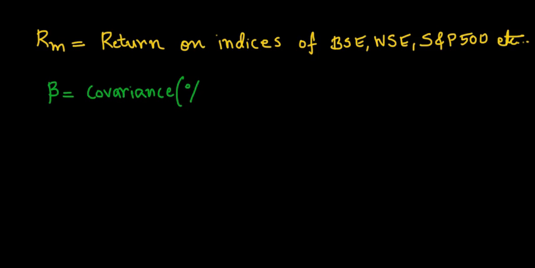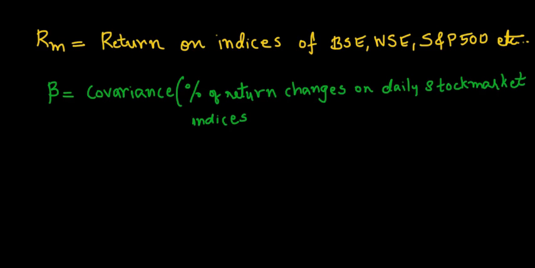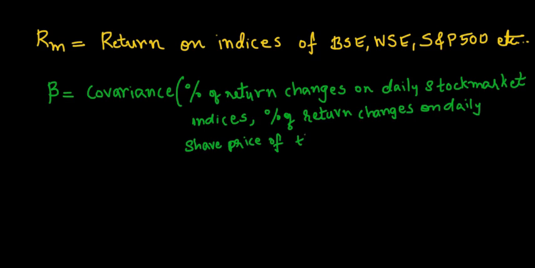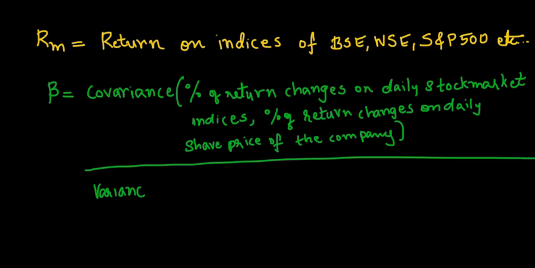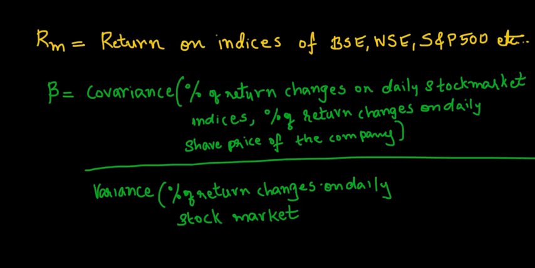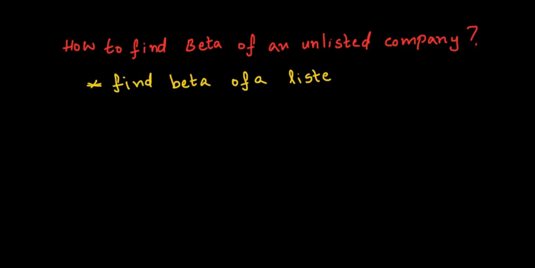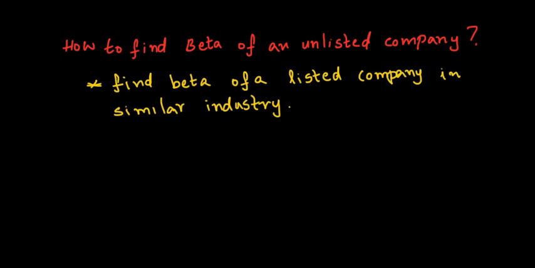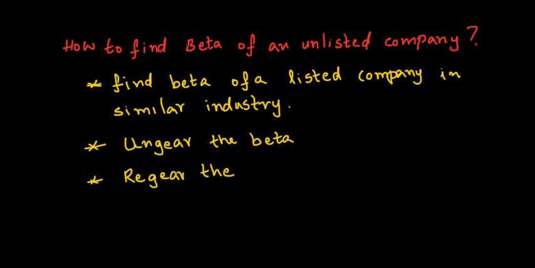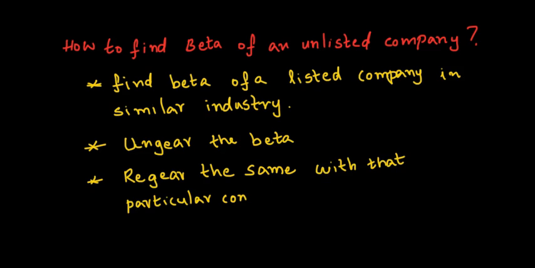Beta is equal to the covariance of percentage of return changes on daily stock market indices and percentage of return changes on daily share prices of that particular company, the whole divided by variance of percentage of return changes on daily stock market indices. For the companies which are not listed in stock exchanges, beta of similar industry may be considered after transforming it to ungeared beta and then re-gearing it according to the debt equity ratio of the company.